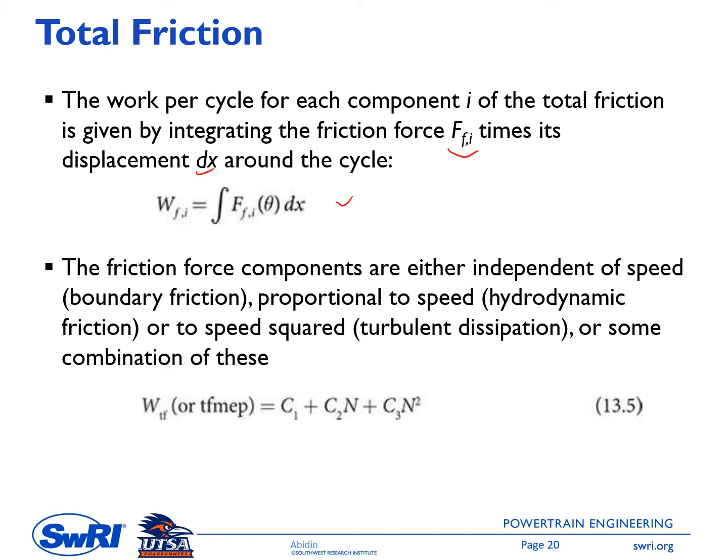And the friction force components are either independent of speed, when we have boundary friction, proportional to speed, when we have hydrodynamic friction, or proportional to speed squared, for turbulent dissipation type friction work. So we can write down the correlation between the friction work and the engine speed. We have equation 13.5. This term represents the boundary friction, this one is for hydrodynamic friction, and this one is for the turbulent dissipation type friction.